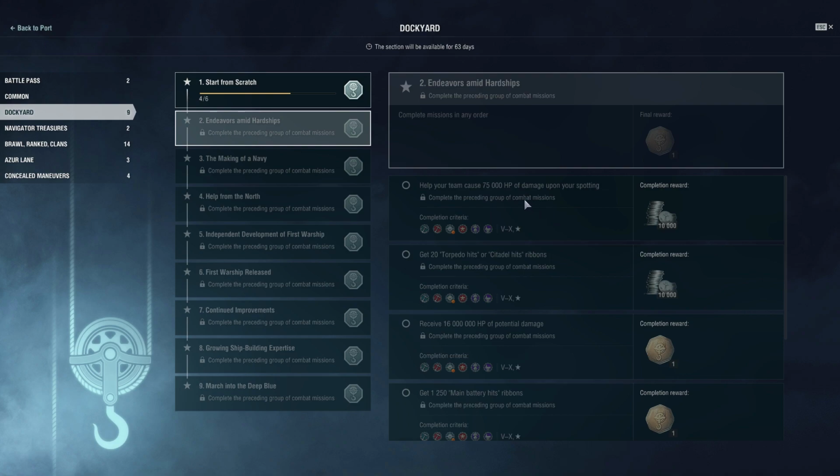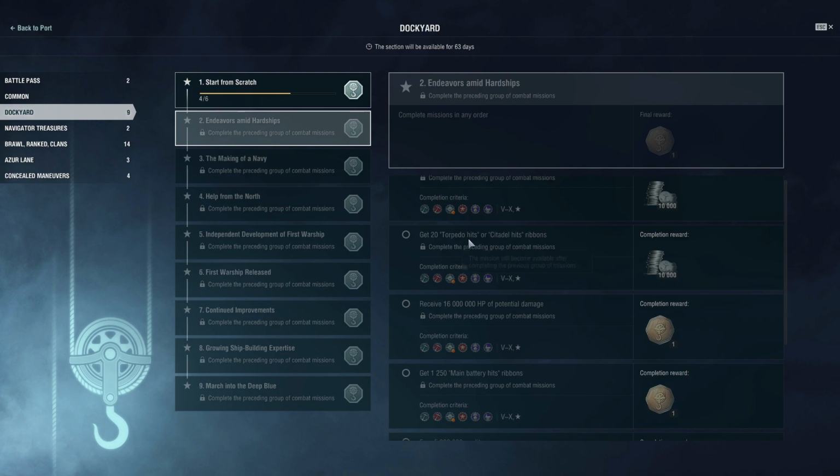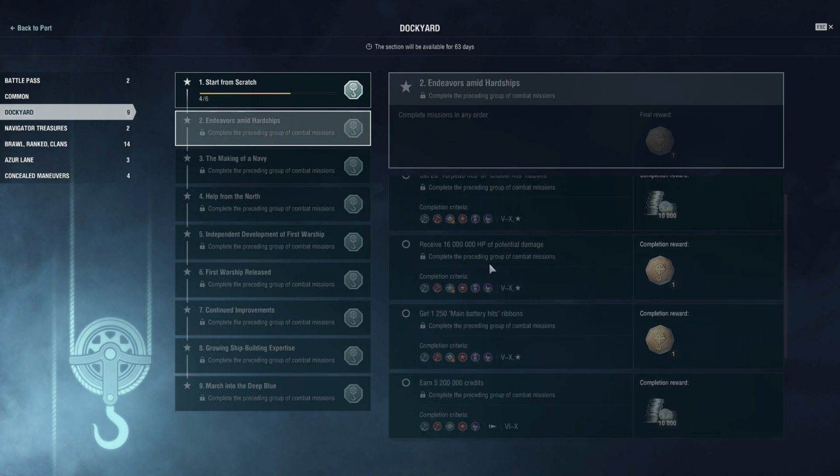Moving on into the second chain, pretty straightforward. Get 20 torpedo hits or citadel hits. These are very easily doable in co-op, so you can just run some co-op real quick. Then there's 16 million potential damage, anything with potential damage. That's really going to take a while, and most players will just take battleships, that's the best way.